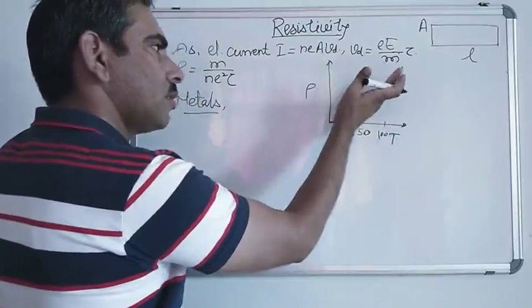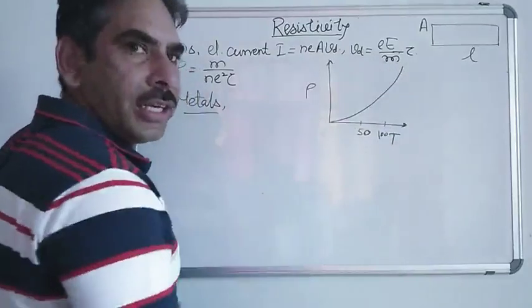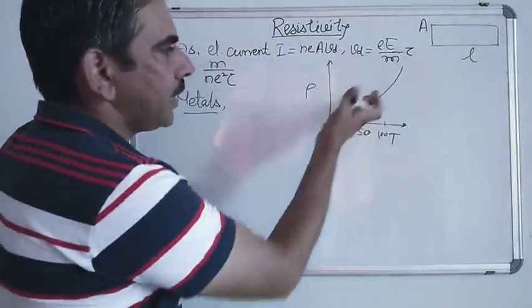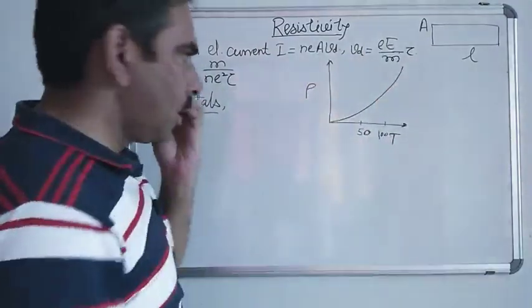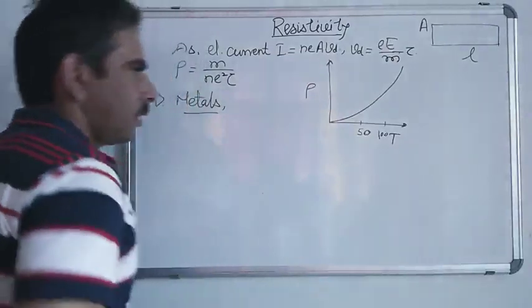With further increase in temperature, the resistivity goes more and more, so it starts getting close to the resistivity axis. That simply means that with increase in temperature, the resistivity is becoming more and more. So that is what this means.